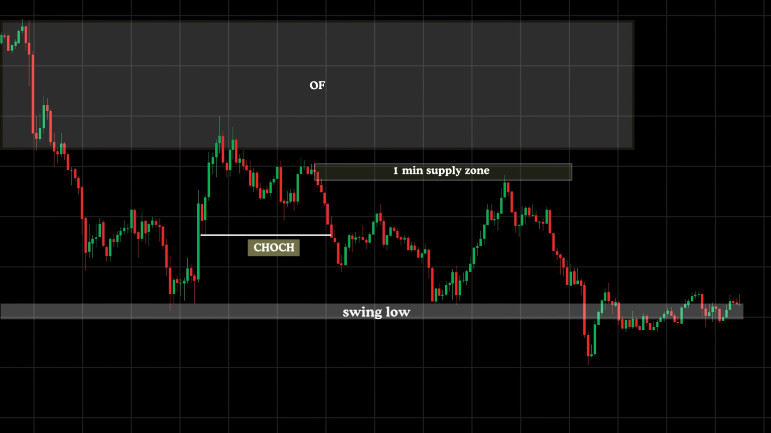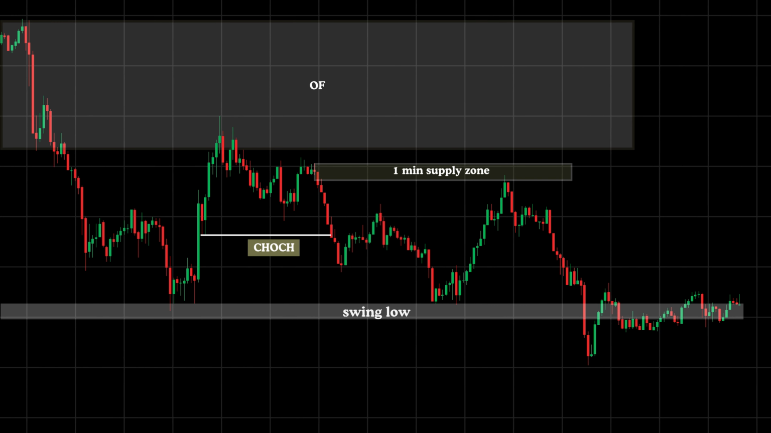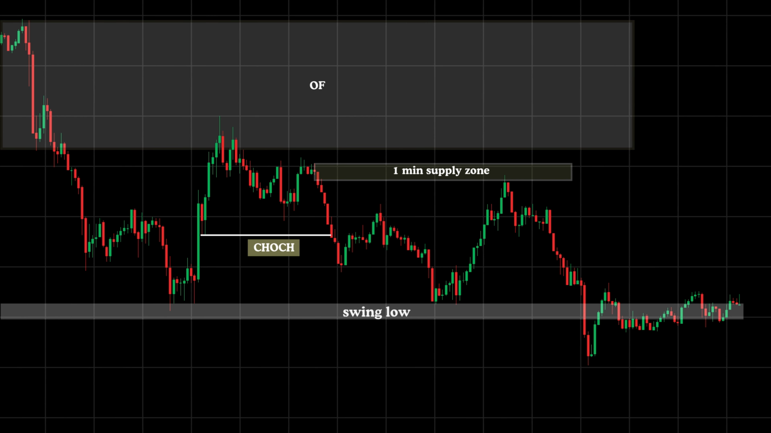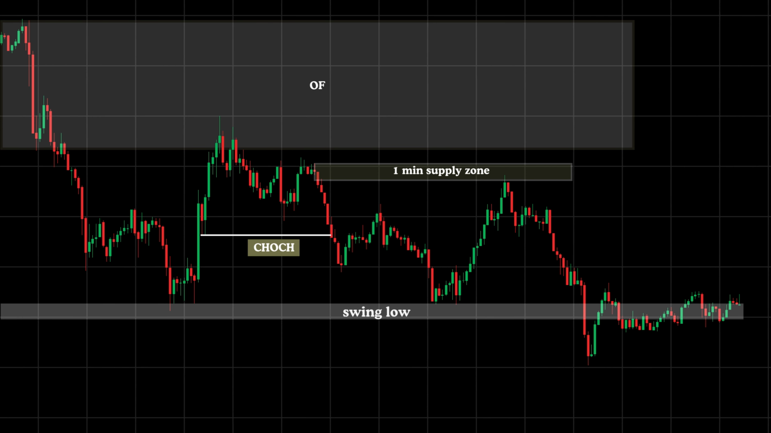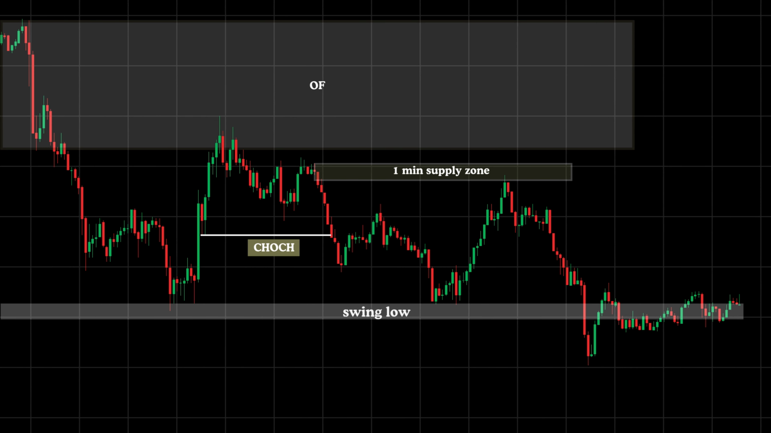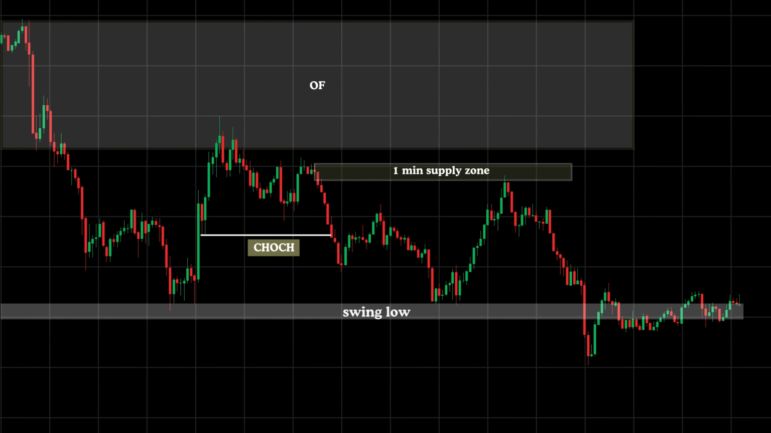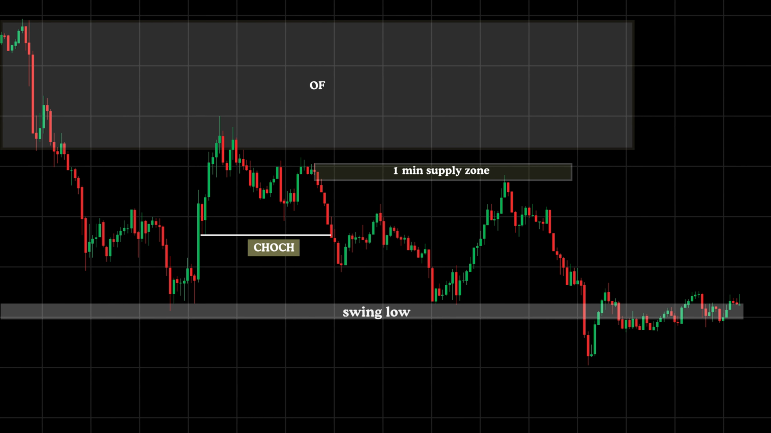As expected, once the entry was activated, price began to fall and eventually reached our take profit level. By applying the order flow concept and sticking to a structured trading plan, we managed to enter at a strategic point and secure a winning trade. This clearly shows how effective order flow analysis can be when integrated into a trading system.